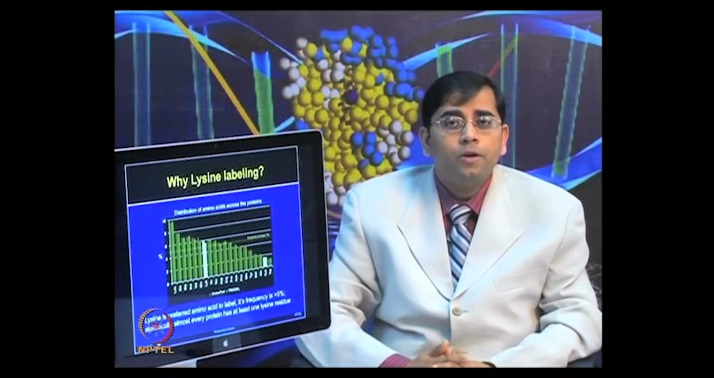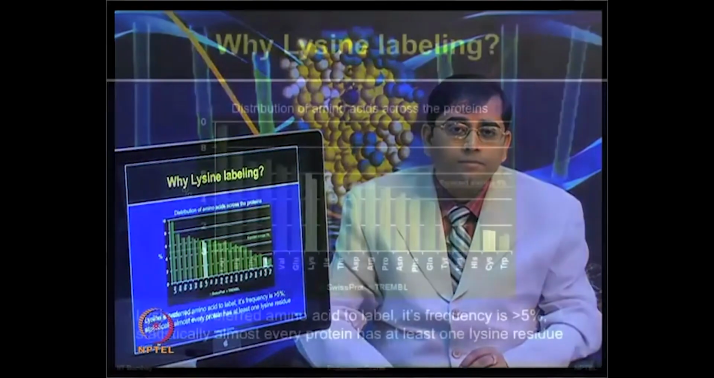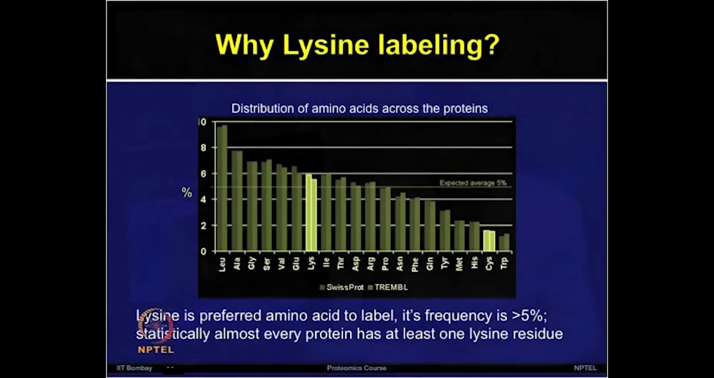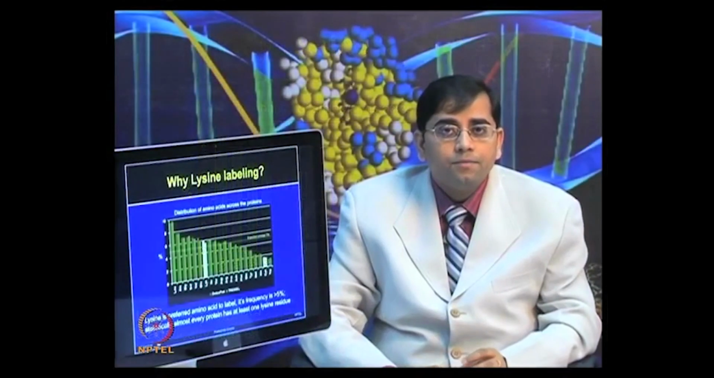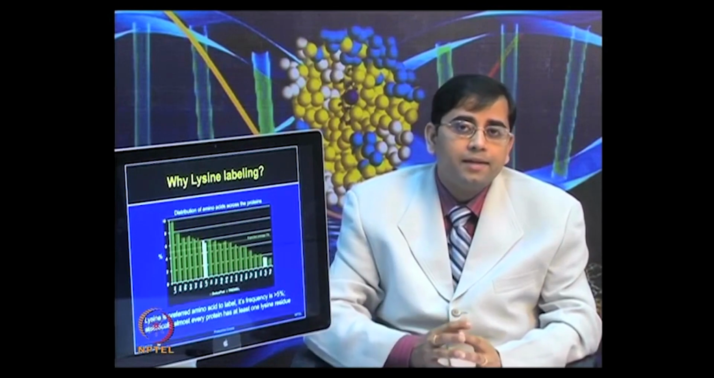Let us talk about the popular method of targeting lysine. Why label only the lysine amino acid? Lysine is the preferred amino acid, as I have shown you in this graph of the distribution of amino acids across proteins and their percentage distribution. Its frequency is greater than 5%. So, statistically almost every protein has at least one lysine residue. There is a good probability that your protein will have a lysine residue and it will get labeled if you are targeting lysine.